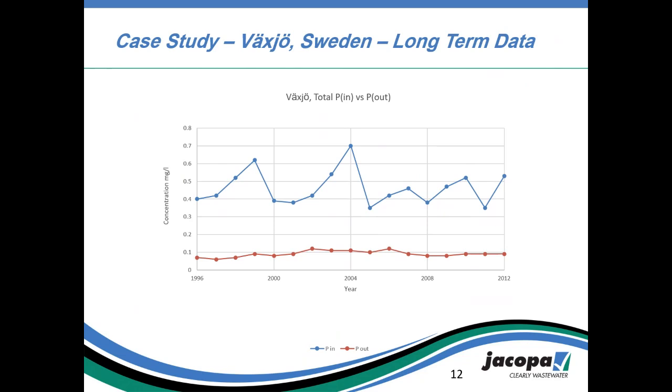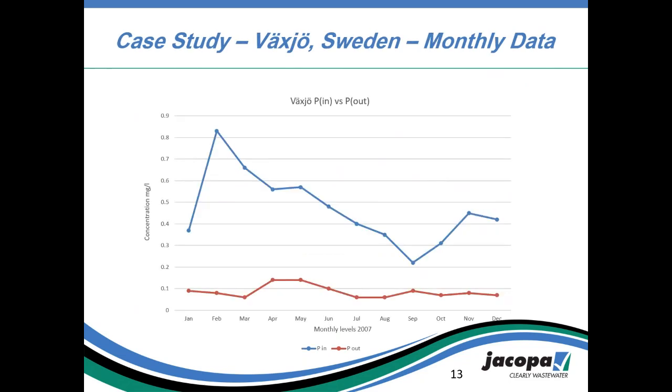In fact, they reduced the iron dose on these filters to save chemical costs, because it was more than meeting the objectives they set out. Obviously, this is yearly data. It's perhaps nice to see what it looks like on a month by month basis. So this is the monthly data. You can see that the total P in does vary, as you would expect it to, month by month, but out is consistently at a very low level.